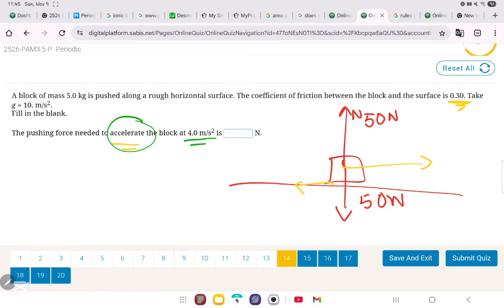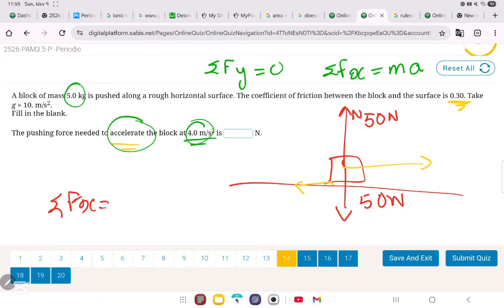The block is moving left and right. That means we're dealing with the x-axis. That means sigma Fy is equal to 0 because it does not move up and down. But sigma Fx is equal to ma. What's the mass of the block? The mass of the block is 5 kg and the acceleration is 4 meters per second squared. And sigma Fx is equal to the pushing force F minus the friction Fs, okay?